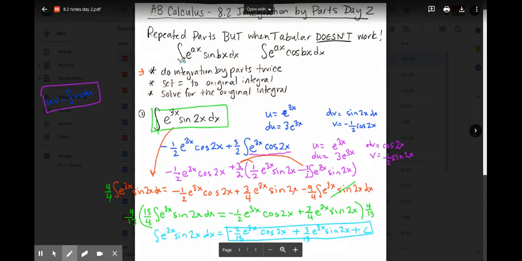But there you go, and you just have to recognize these two formats. Recognize that, all right, this is repeated parts. Tabular won't work because if I try to make my u and dv chart and I pick my u as e to the 3x based on LIPET, you're supposed to derive until you get down to what? Until you get down to 0. E to the 3x will never derive down to 0. So that's why tabular doesn't work. So you have to specifically do integration by parts twice, set it equal to the original integral, and then solve for that original integral. All right, there you go.